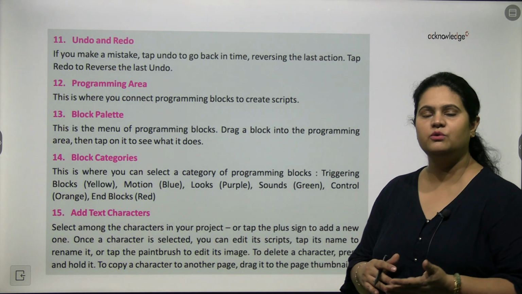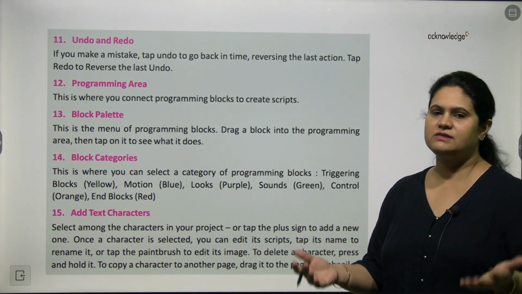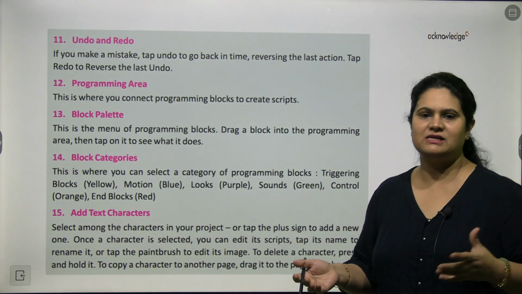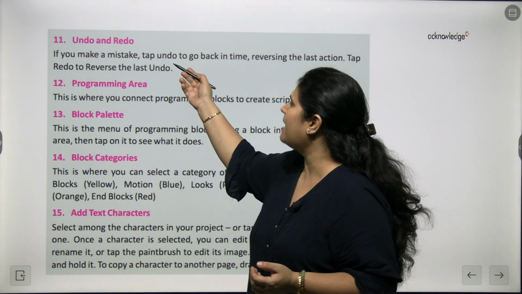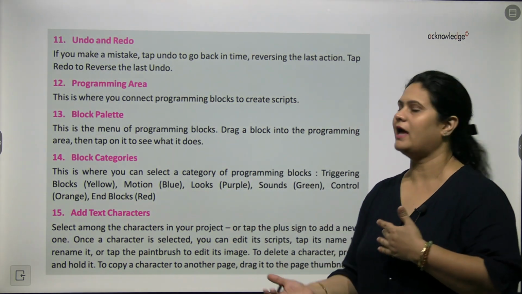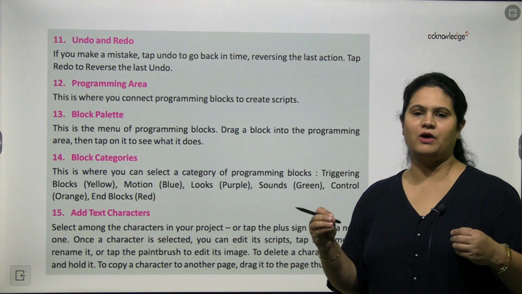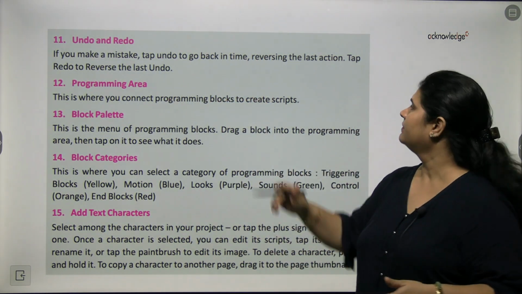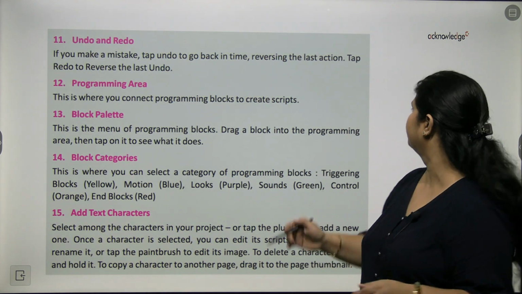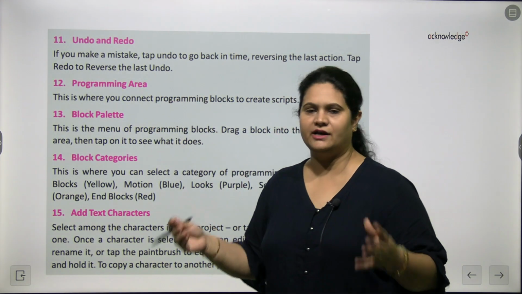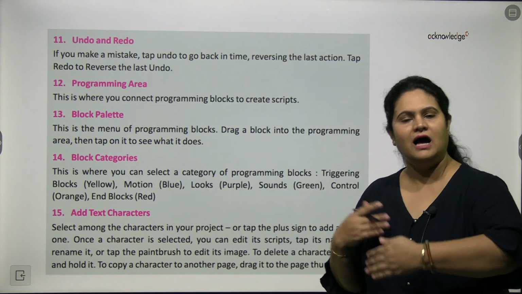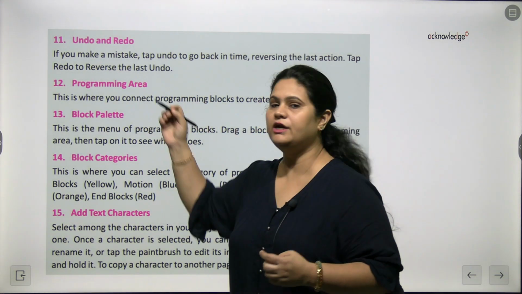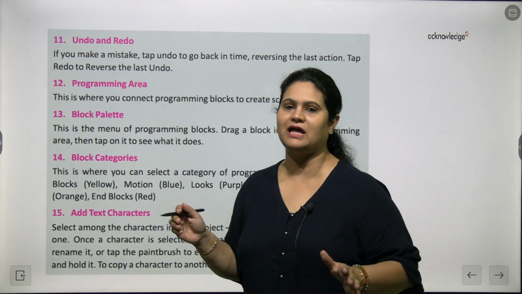Next we have undo and redo, right? So children, we do make mistakes sometimes, right? So for editing your mistake, what you can do, we can tap undo to go back in time. You can undo the last action you have performed, right? So if you make a mistake, tap undo to go back in time, reversing the last action. Tap redo to reverse the last undo. And now again, if you wish to redo that last action that you have undone, you can press the redo to reverse the last undo that you have done.